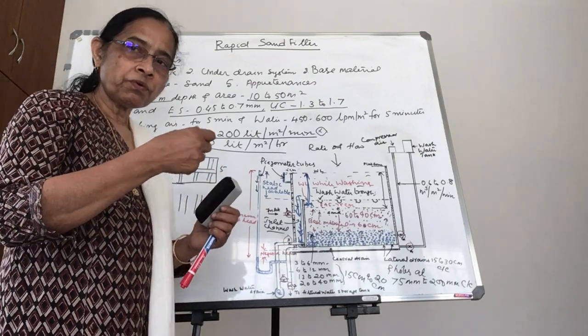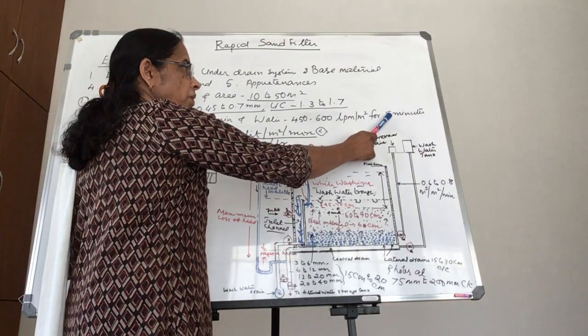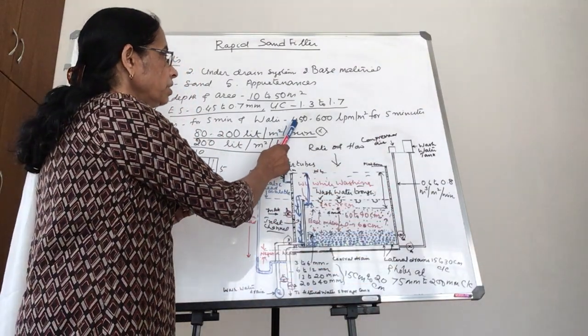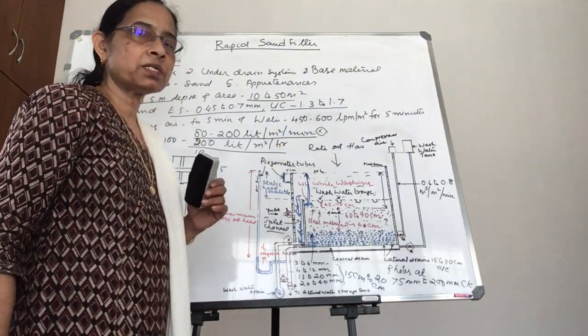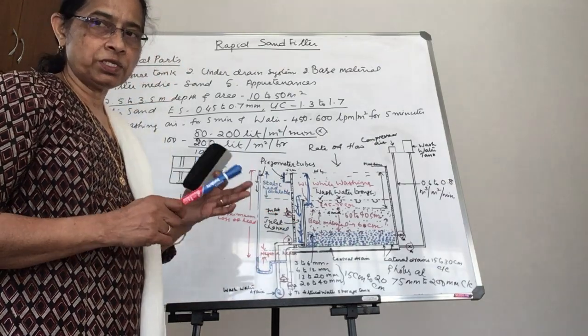Now once you continue that process for 5 minutes, so now you are allowing the process for 5 minutes. And what is the rate of filtration? It is the backwashing rate, it is 450 to 600 liters per minute per square meter area. For 5 minutes you have to allow.